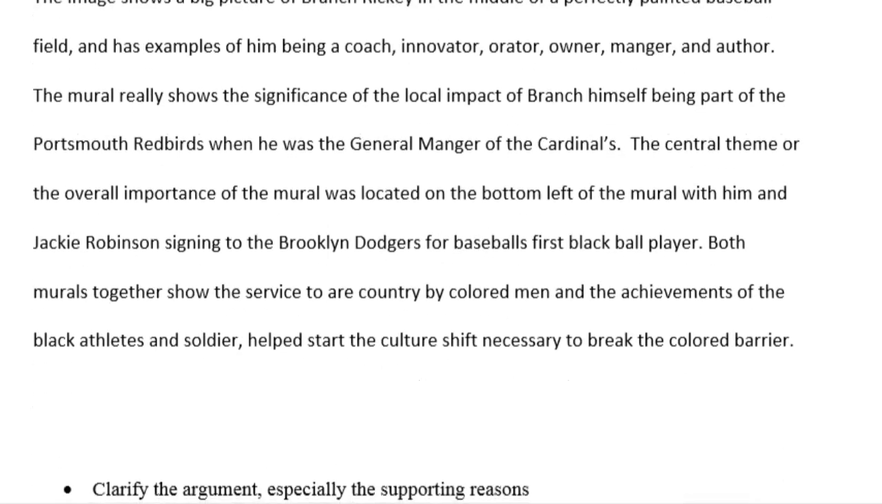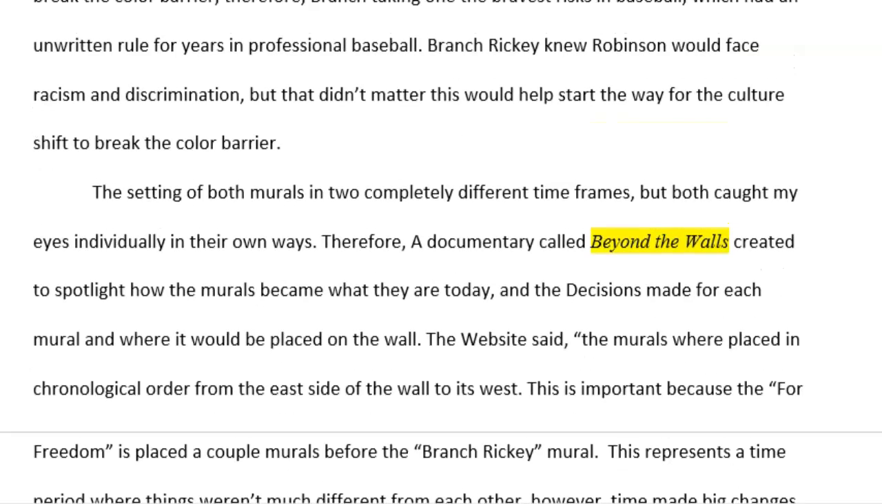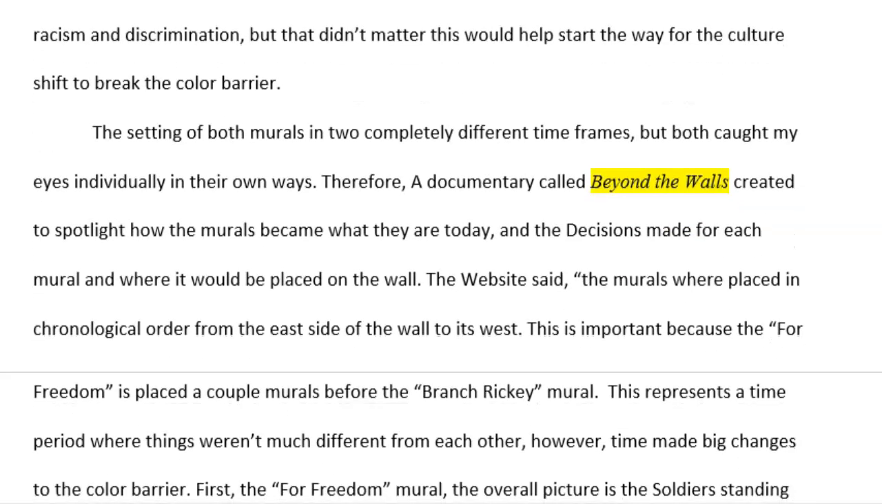Where the essay gets off the rails for me is in the final paragraph, where you're talking about the setting. And you got the chronology wrong. I mentioned that. The For Freedom mural comes after Branch Rickey. But here, I'm really not sure how this is related to race.